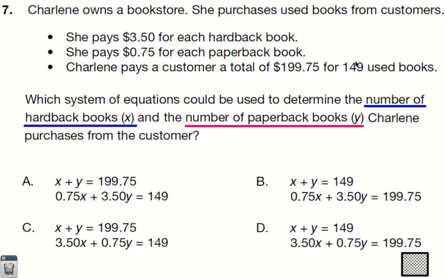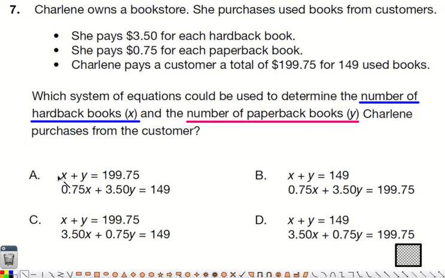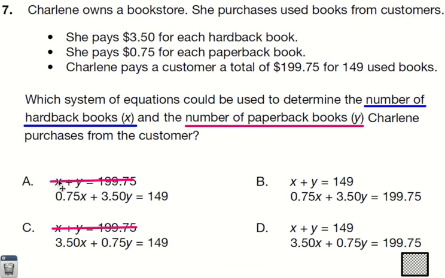Well, 149 total books. So I am not liking this at all. Because if you do X plus Y, remember X is the number of hardbacks, Y is the number of paperback books. If you added all the books together, you don't get $199.75. This is an amount of money. So I like X plus Y equals 149, because 149 is a number of books.